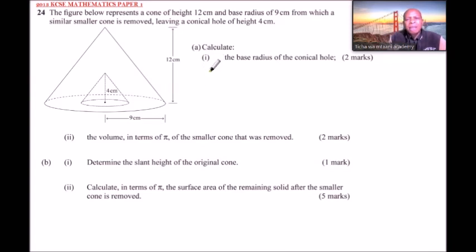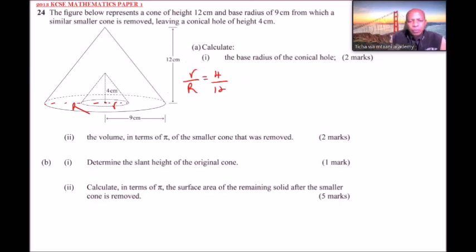So to do this, let's start with A, base radius of the conical hole. This is actually the radius that we want to get. In similarity and enlargement, the big cone and the small cone are similar, as we are told. And when objects are similar, the ratio of corresponding sides gives you a constant. Let the radius of the big cone be R, and the radius of the small cone be r. We use the corresponding heights. The height of the small cone is 4, and the height of the big cone is 12. So we already have that.